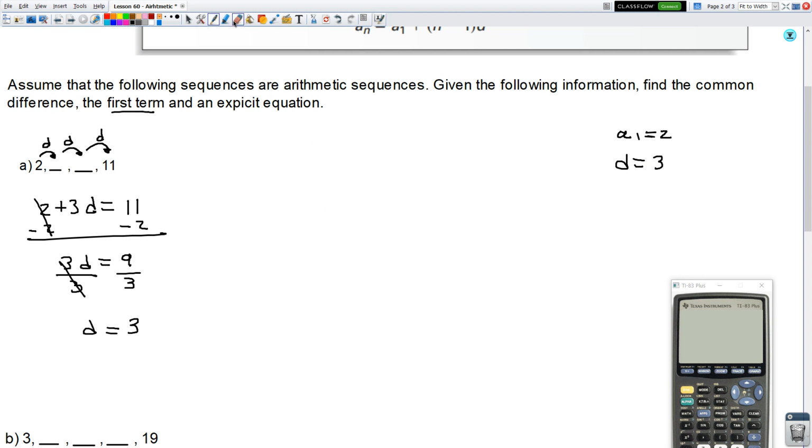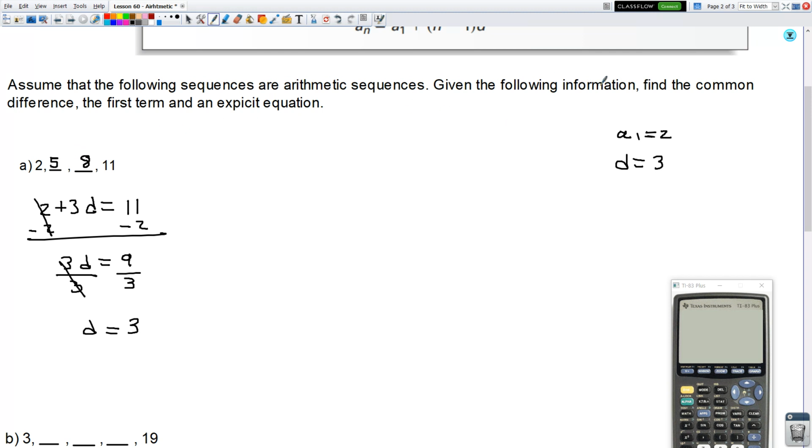Let's see if that is true. Let's double check. 2 plus 3 gives us 5. So that means that the second term should have been 5. Plus 3 gives us 8. Plus 3 gives us 11. So notice that now we know what the second and the third terms are.